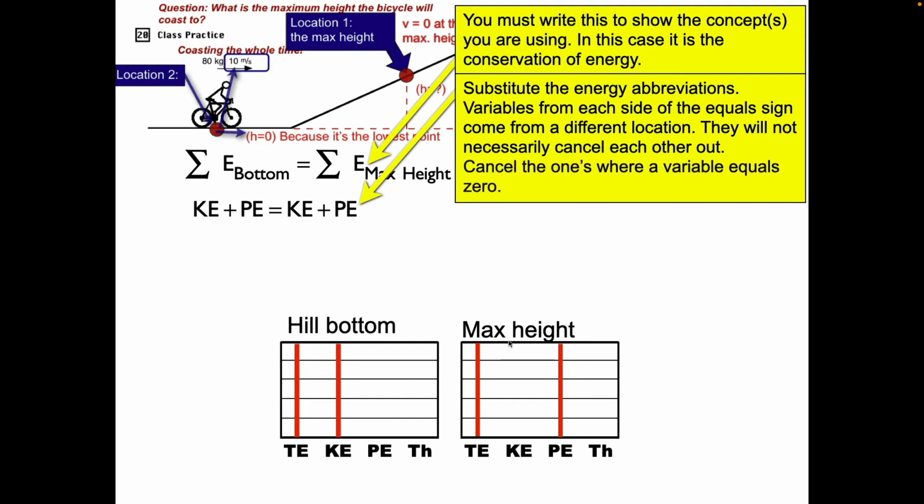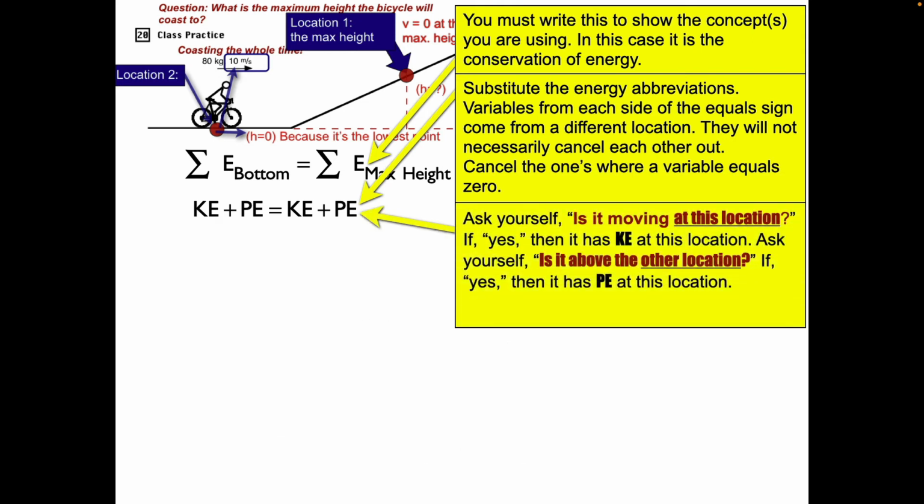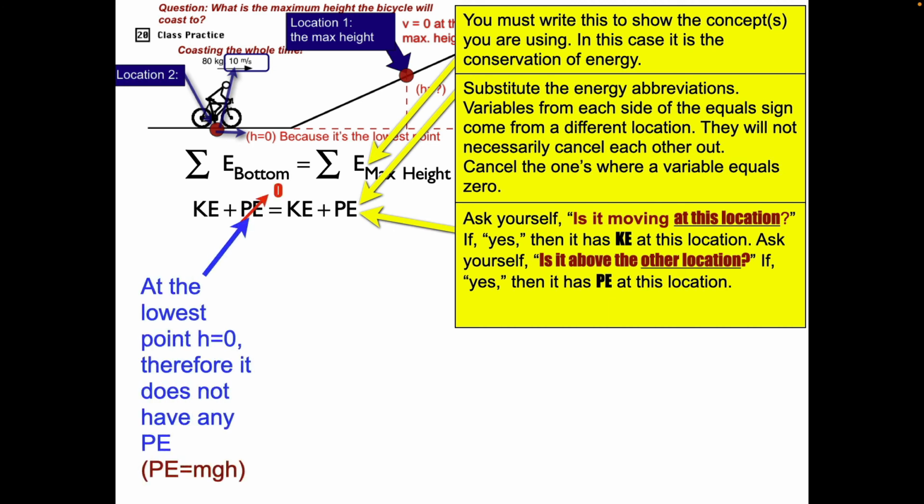But there's another way to think about this. I can also ask some simple questions. Is it moving at this location? Is it above the other location? So in other words, at the bottom of the hill, is it moving at that location? The answer is yes. It's moving at 10 meters per second. So I'm going to keep KE in my equation. Then I'll ask my other question, is it above the other location? Actually, it's not above the other location. So I'll put just a diagonal line through it to say I'm not going to consider it. And it means at the bottom it's only kinetic energy, which is what we saw in the LOL energy diagrams.